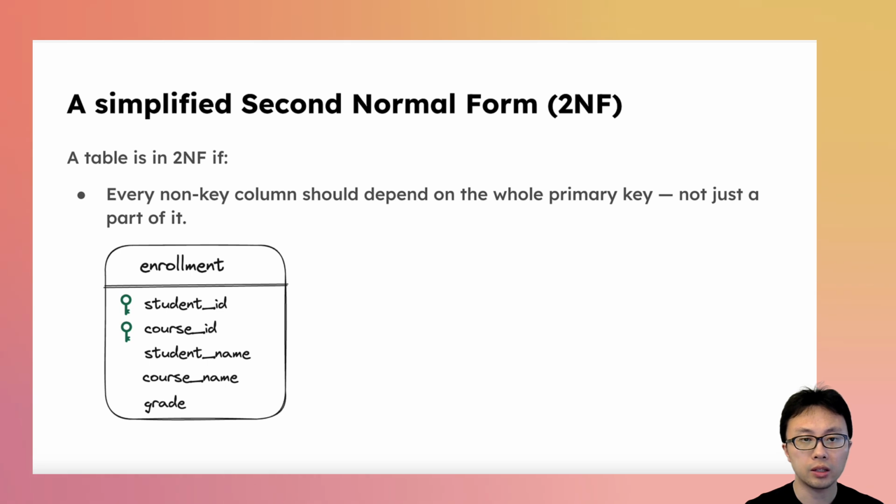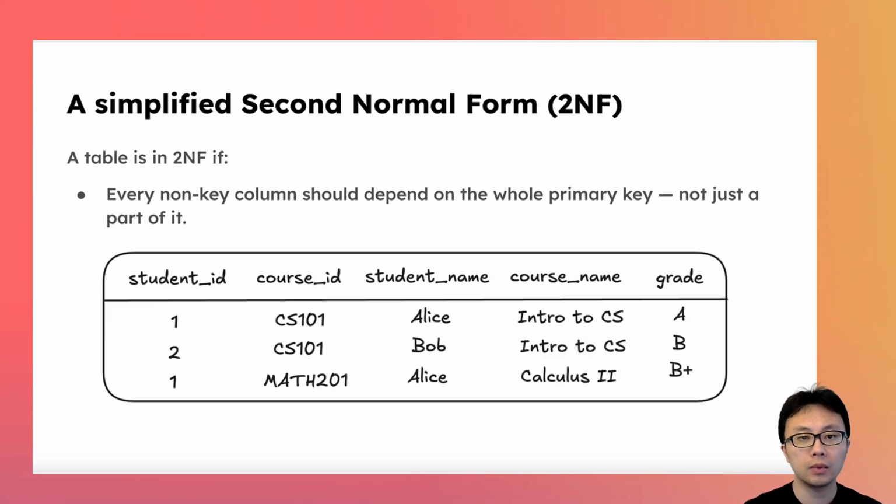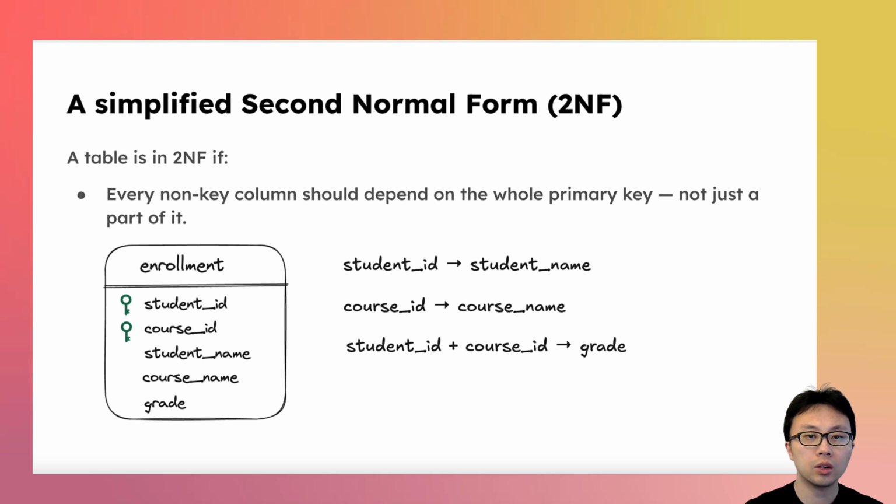Beyond the primary key, the enrollment table has three more columns, student name, course name, and grade. When the table is populated with data, it may look like this. On the first look, the design of this table is fine, until you find out that the table contains three functional dependencies, and two of them only use a part of the primary key.